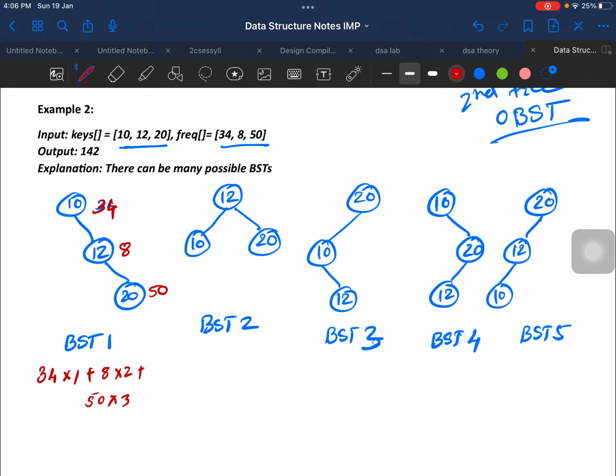Okay, what is the total here? 34 plus 16, that is 50. 50 plus 150, that is 200. Okay, so the cost of BST1 is 200.